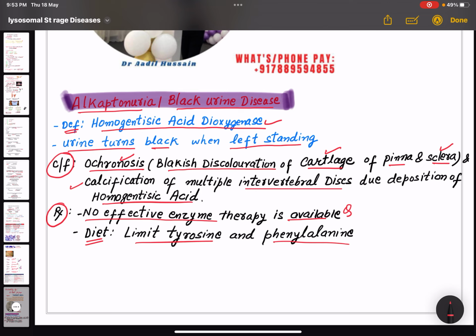Most of the students also make the mistake that they give the enzyme to the patients in the question. Okay, that's wrong. You have to remember there is no effective enzyme therapy available, and you have to limit the tyrosine and phenylalanine. Hope everything was clear to you guys.